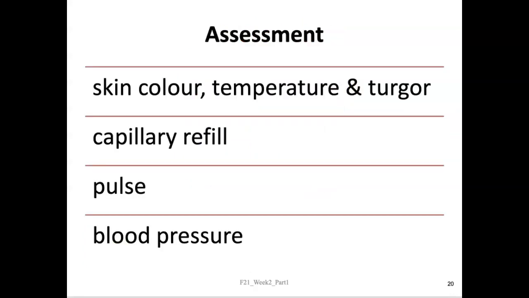Well, the first thing you can do through assessment is look at the skin color. Is it pale, dusky, cyanotic? Are they flushed? What's the temperature? If they're cool, they're vasoconstricted. If they're warm, they're vasodilated. That could give you an indication of shock. The skin turgor is very important to assess for dehydration.